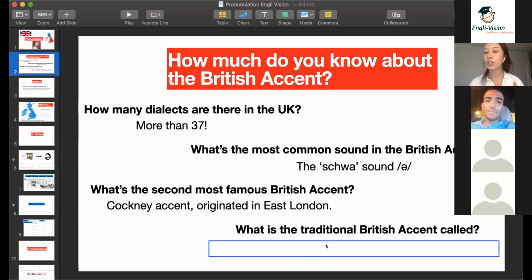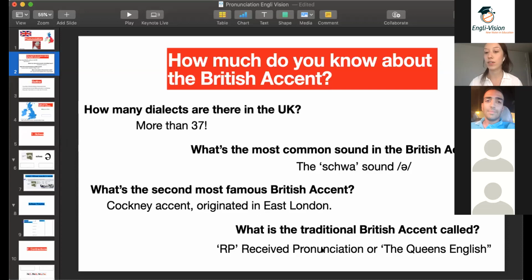And what's the traditional British accent called? It's called RP, Received Pronunciation, or the Queen's English. Very few people speak like the Queen's English now. That's like from BBC or when you watch the news. That accent will be the Queen's English. My accent has changed over the years. I don't sound like the BBC at all.